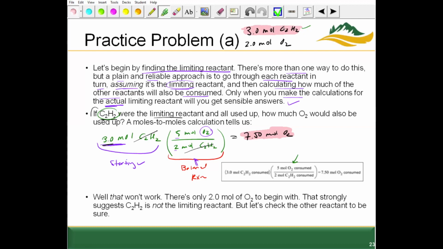of C2H2. Do we have this many moles that were provided for us at the start of the problem? No, right? We only have 2.0 moles of O2. This means C2H2 is not the limiting reactant. So this is not the limiting reactant. It must mean that O2 is limiting. Let's go ahead and prove that as well.